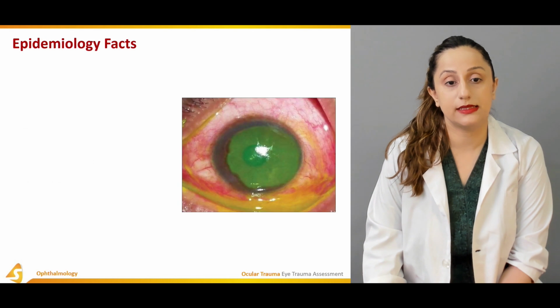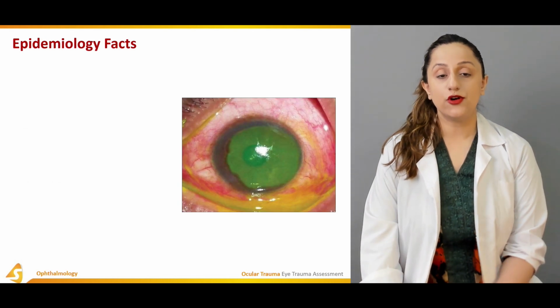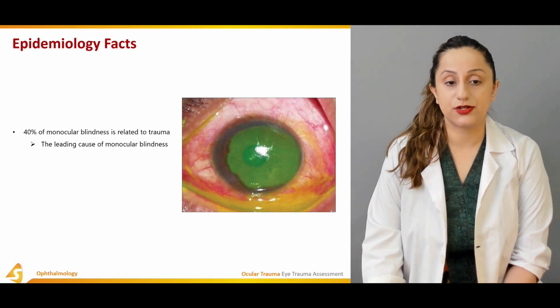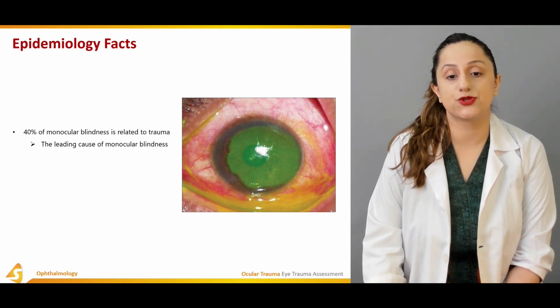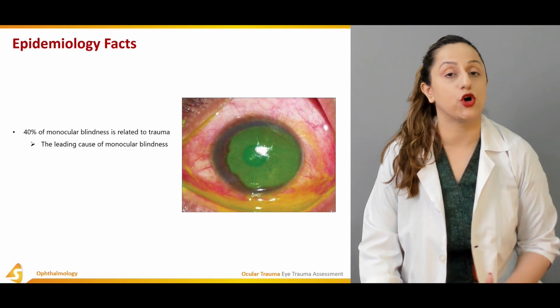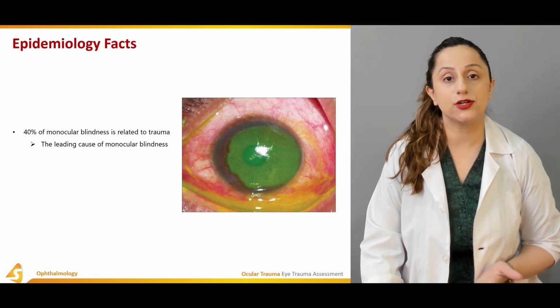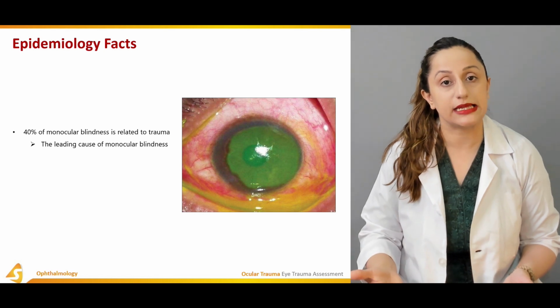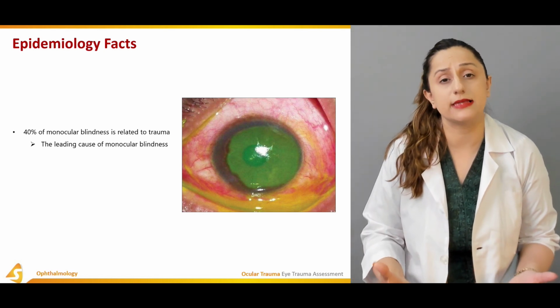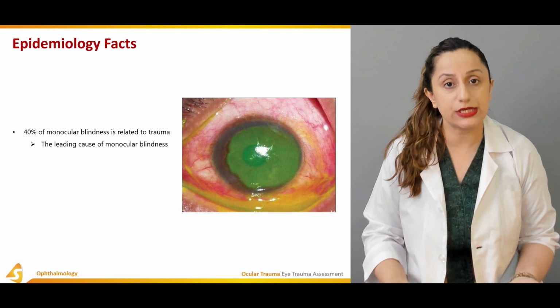Now, there are a lot of epidemiological facts related to this kind of ocular injury. 40% of monocular blindness is related to trauma. The leading cause of monocular blindness is again trauma, because any systemic diseases, if they are found, are going to affect both of the eyes equally or almost equally.